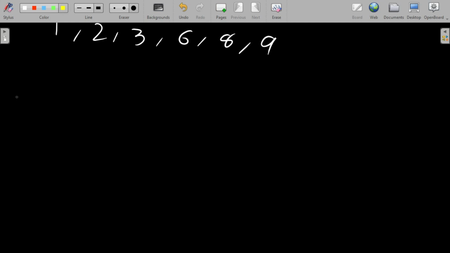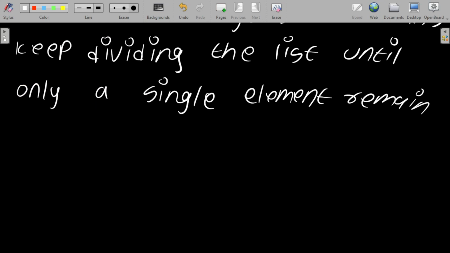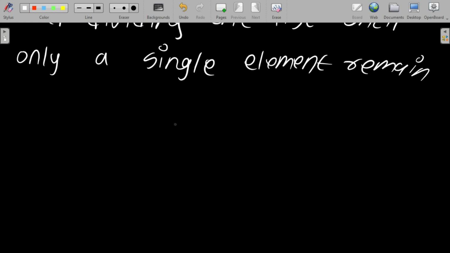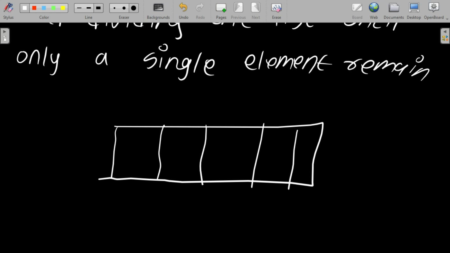Merge sort means keep on dividing the list until only a single element remains, and then merge back into sorted order. Let me give a real life example. Suppose you have a big chocobar. You break it into small pieces, and then the smaller pieces become even smaller. Finally, when all pieces are tiny, you join them back carefully. This is exactly how merge sort works.